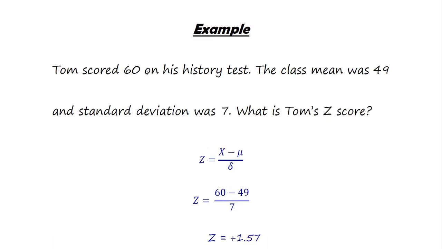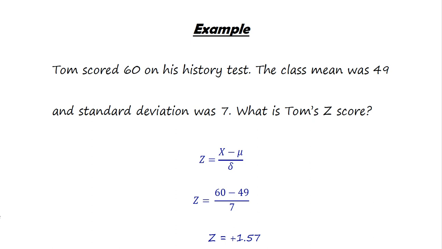The raw score is 60, which is the score obtained by Tom. Put here 60 minus the class average. The class average is 49. So 60 minus 49 over the standard deviation, which is 7. Standard deviation shows the difference between the results of the teammates or students of a class.